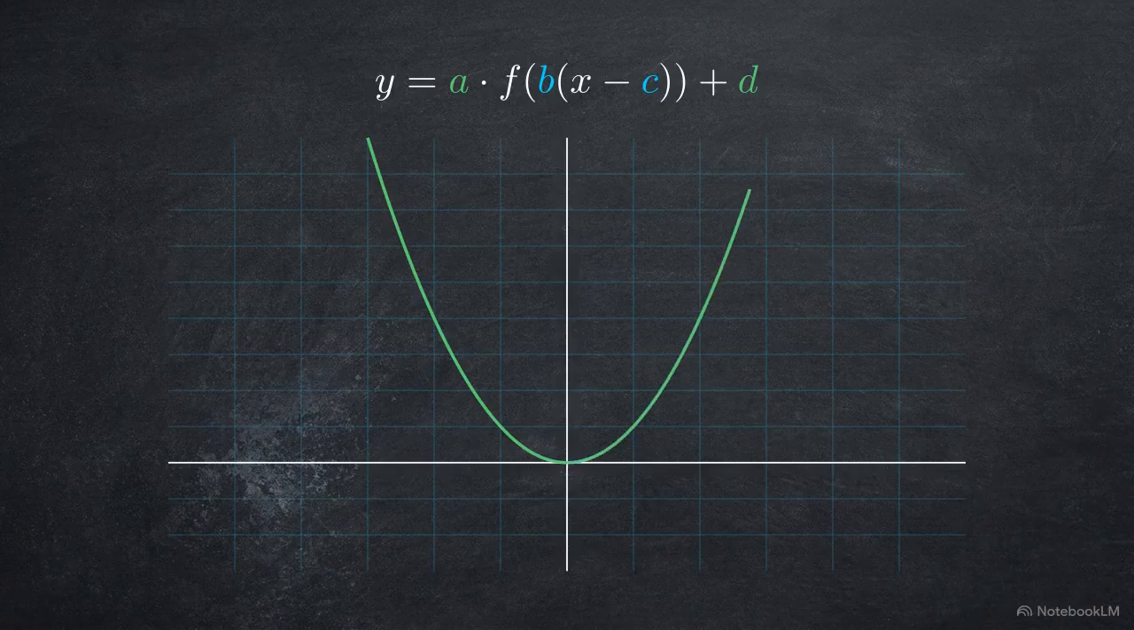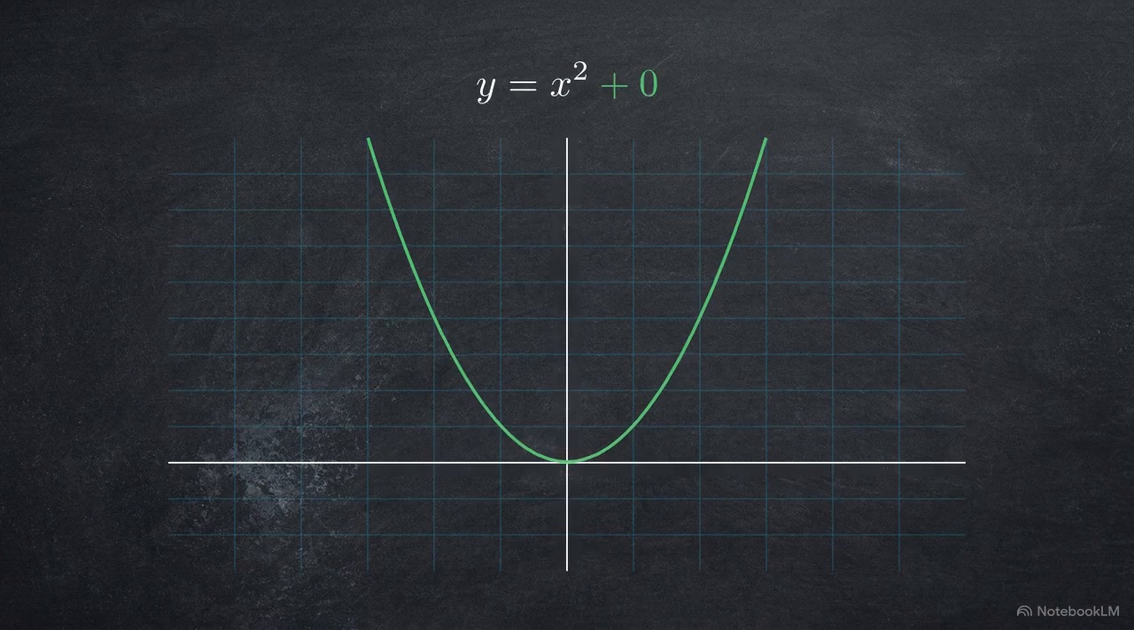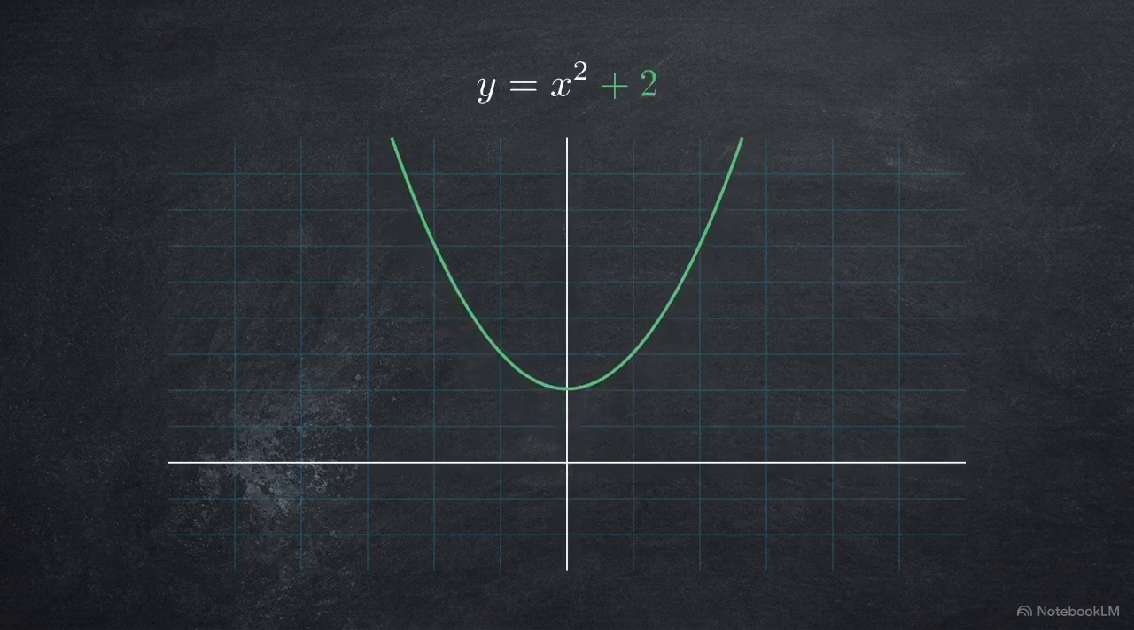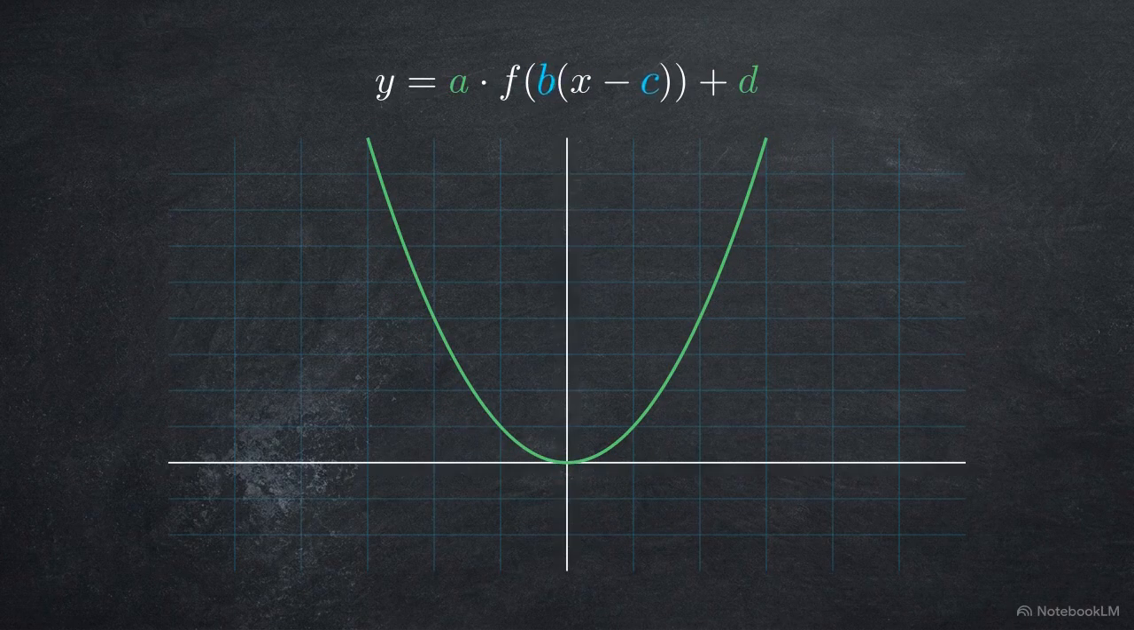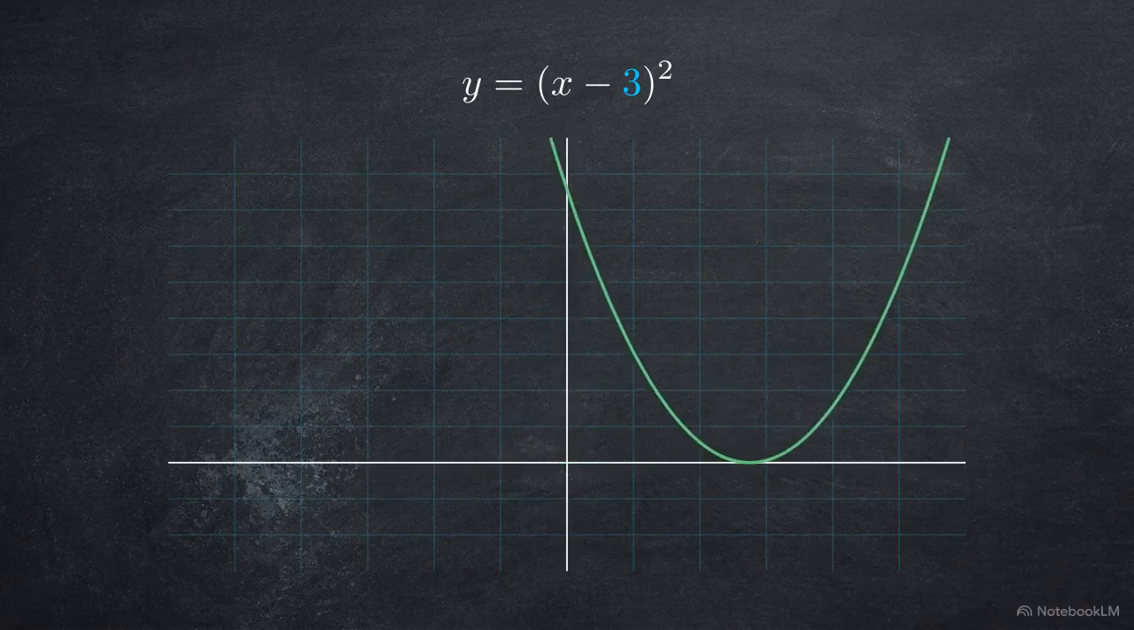Conversely, variables b and c act inside the function. They modify the input before execution, directly impacting the horizontal domain. But horizontal shifting behaves counterintuitively. If we subtract 3 from the input, the entire geometry shifts right. The x value must mathematically compensate by running 3 units higher just to reach the exact same baseline output.